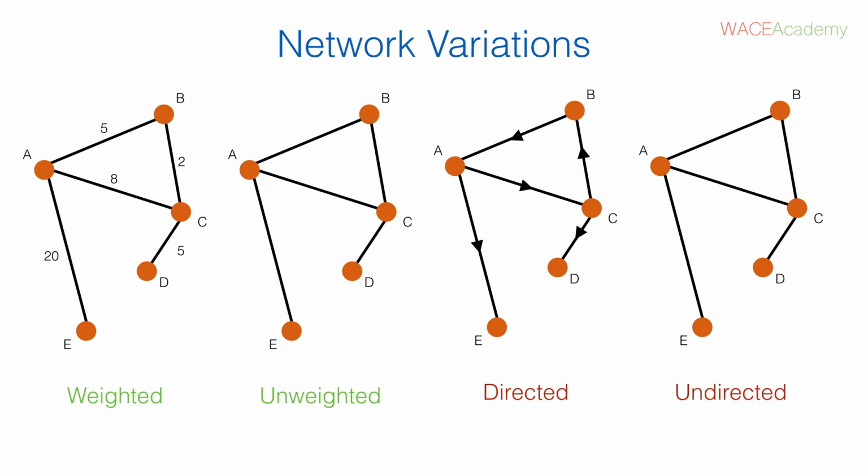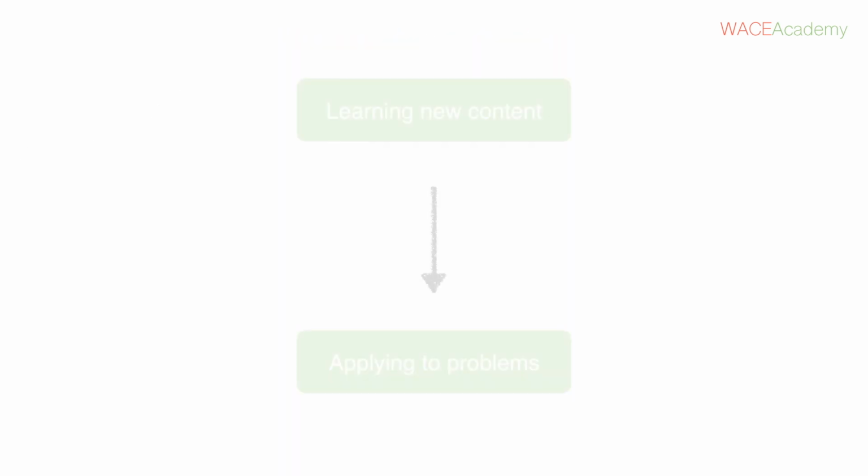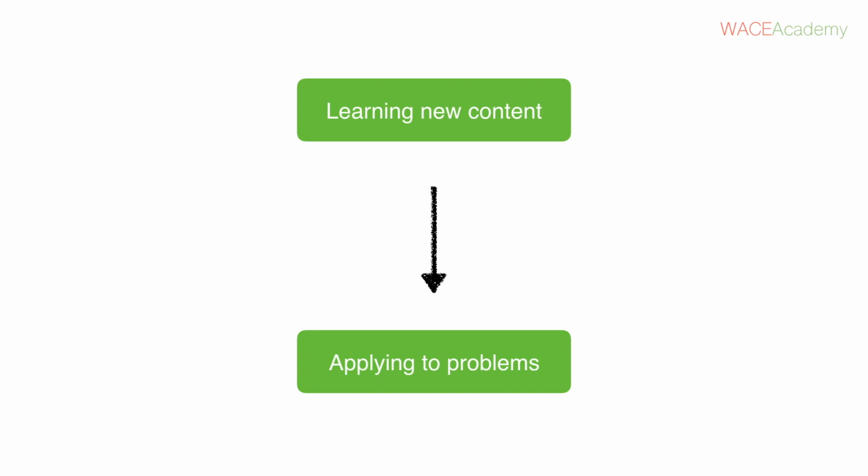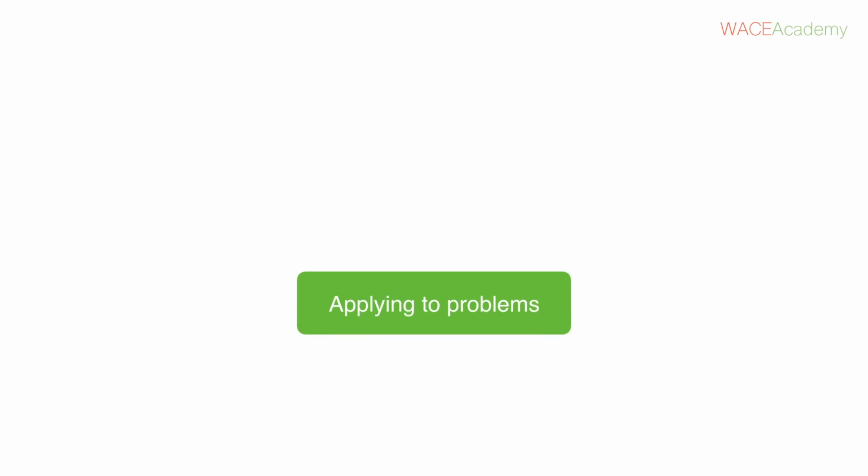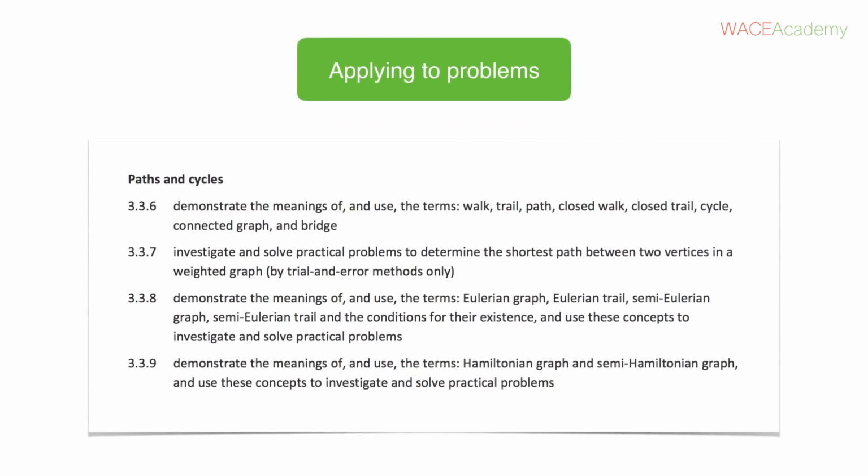and so cars cannot travel in the opposite direction. Now that we have the new content down pat, let's move on to the second part of the video, where we're going to apply this new knowledge to some problems, which checks off dot point 3.3.7. Investigate and solve practical problems to determine the shortest path between two vertices in a weighted graph by trial and error methods only. This dot point is pretty straightforward.